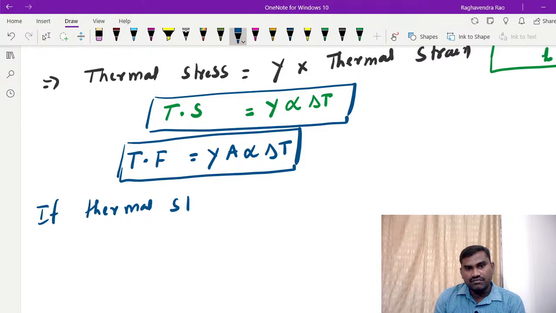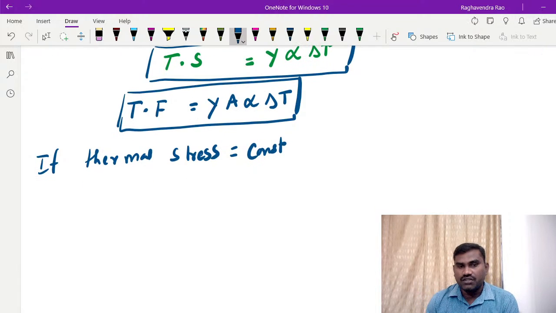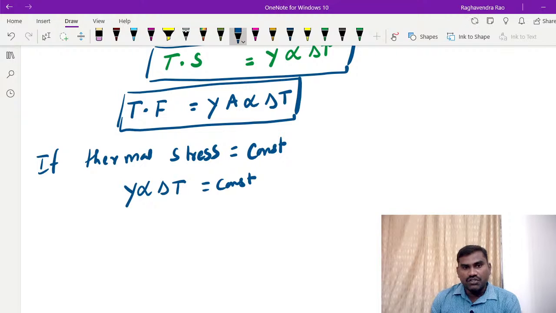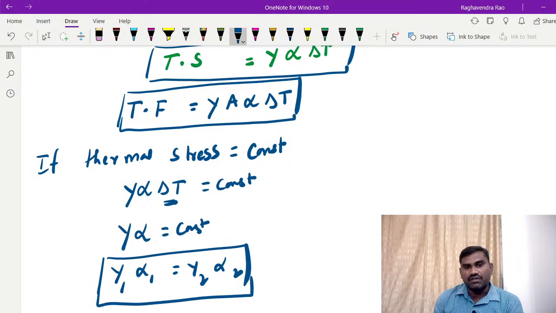Now if thermal stress remains constant, that means we are taking two wires of different materials. In both the wires there will be the same stress applied. Then thermal stress remains constant, which means Y alpha delta T remains constant for the same rise in temperature. Then we can write Y alpha is equal to constant. We can write Y1 alpha 1 is equal to Y2 alpha 2, or Y1 by Y2 is equal to alpha 2 by alpha 1.